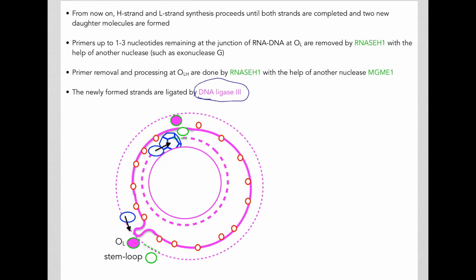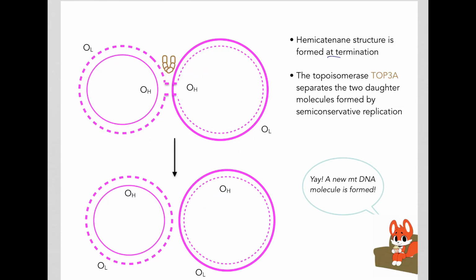So at termination, we see a hemicatenane structure that is formed, and this structure has to be separated into two circles. So we have an enzyme called topoisomerase TOP3A. This will separate the two daughter molecules, which have been formed by semi-conservative replication, into two DNA molecules. So this is basically the key steps of how mitochondrial DNA is replicated.